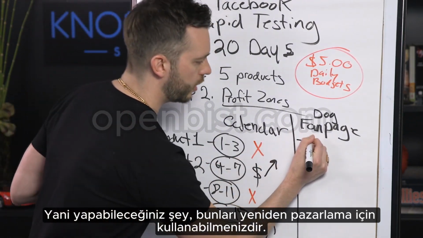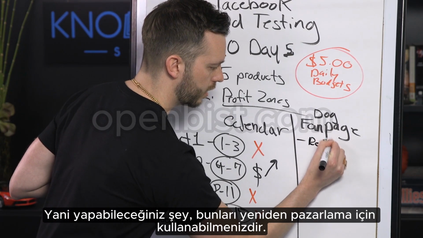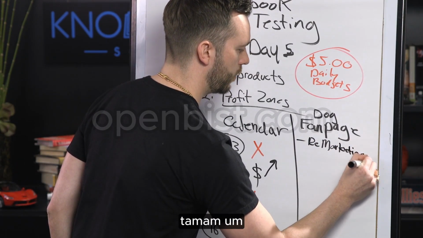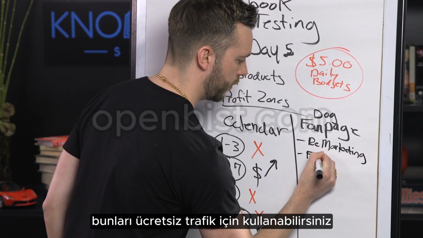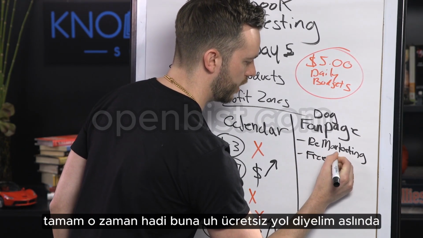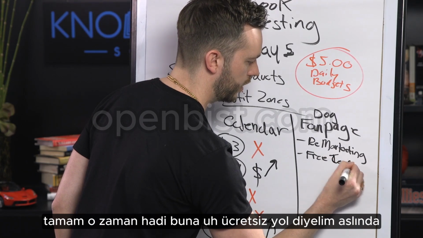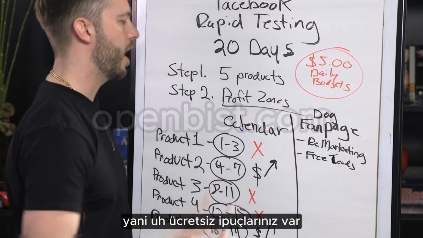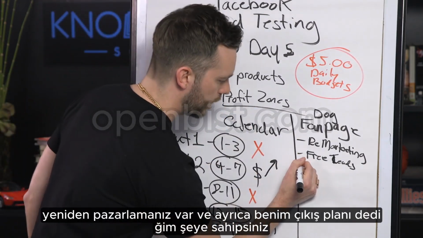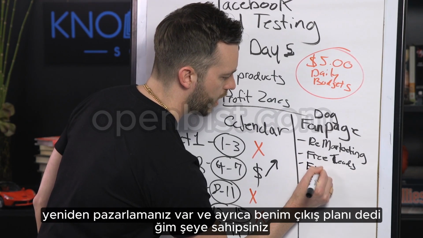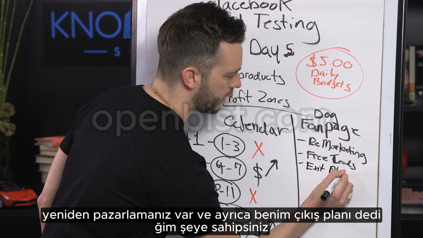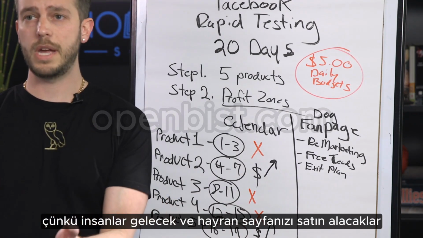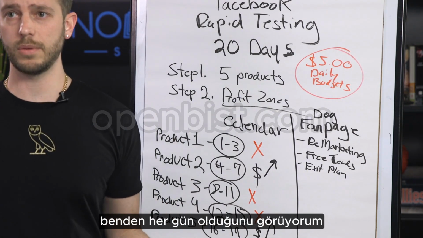So what you could do is you can use these for remarketing. All right. You can use these for free traffic. All right, so let's just call it free leads, actually. So you've got free leads, you've got remarketing, and you also have what I call an exit plan, an asset. Because people will come in and they will purchase your fan page from you. I see it happen every single day.